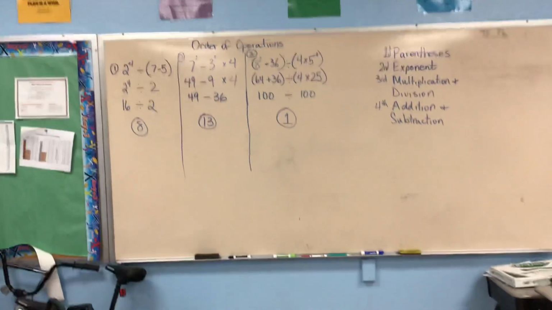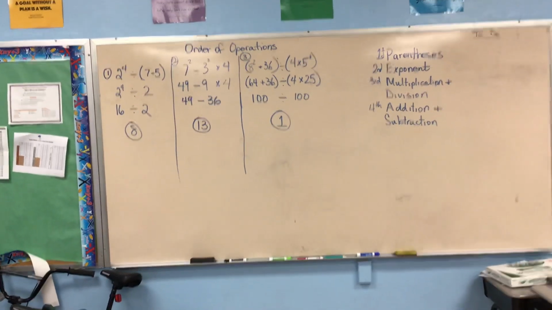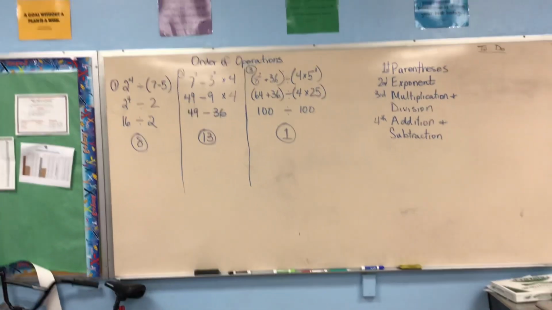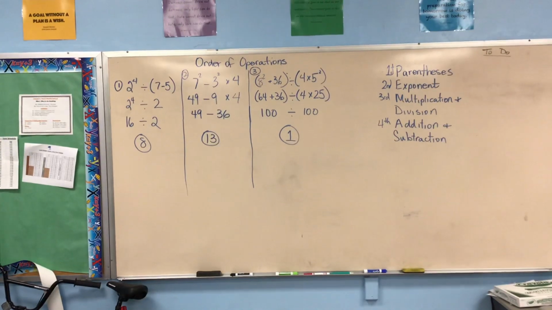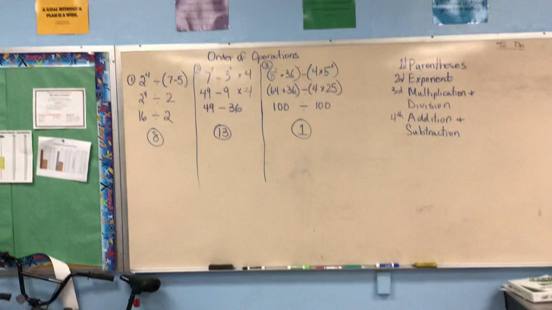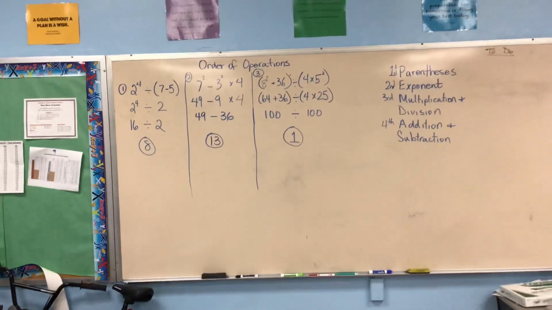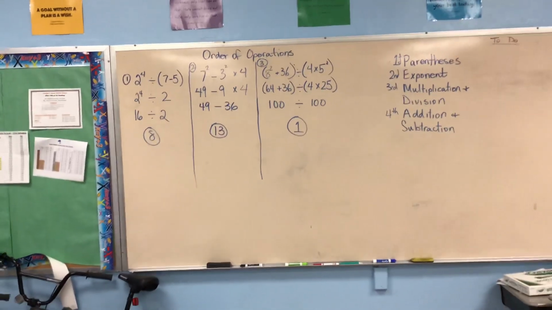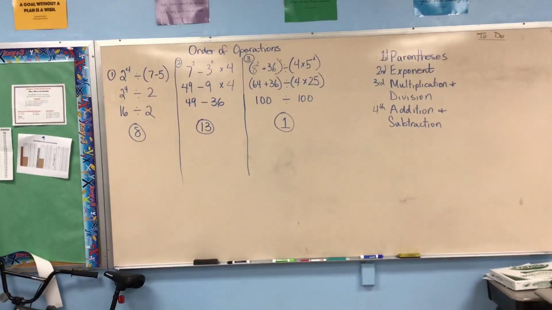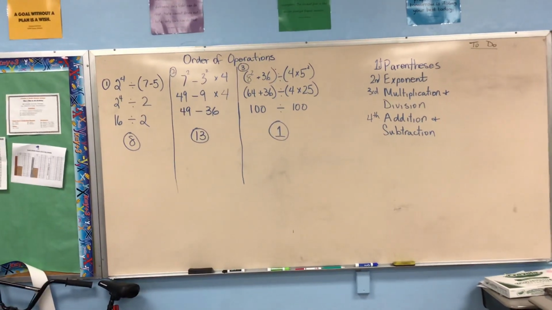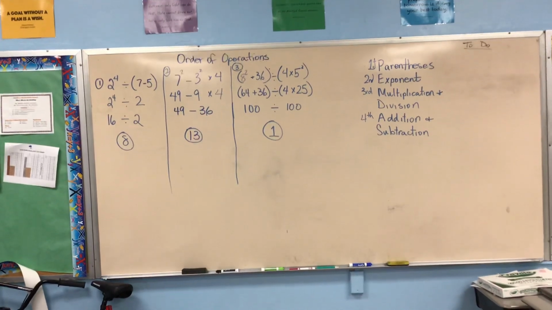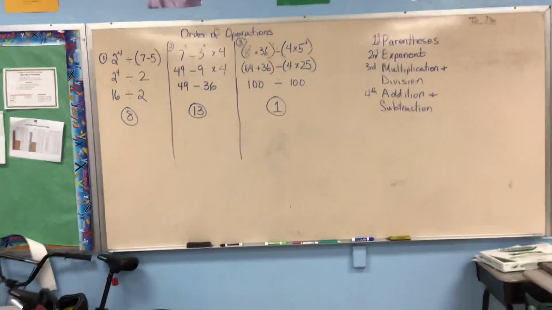Please be careful here. We've taken care of our exponents. The next thing we need to look at is multiplication and division. It is very easy to say, ooh, 49 minus 9, that equals 40 times 4 equals 160. That would be incorrect. You need to multiply the 9 times the 4. That's going to give you 36 because we are dealing with multiplication and division first. So I am left with 49 minus 36. When I subtract those two numbers, I get my final answer, which is 13.